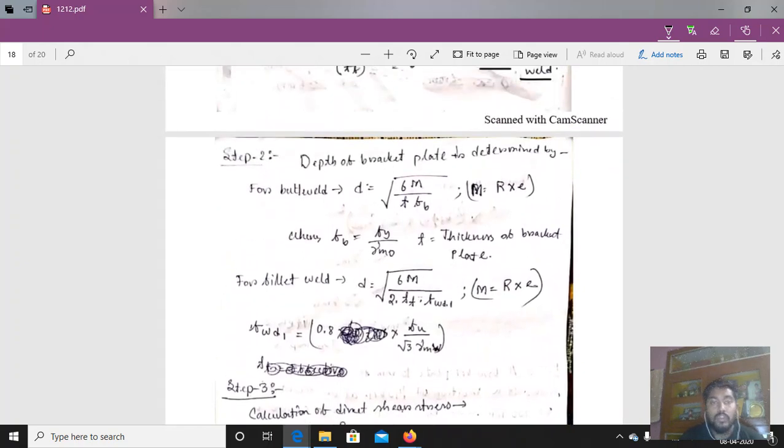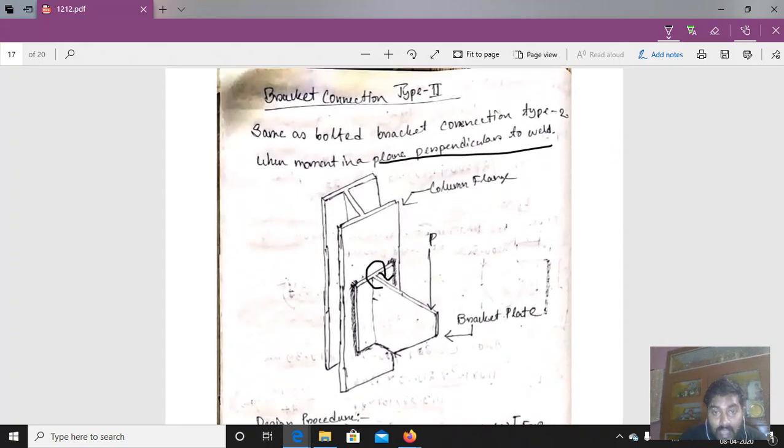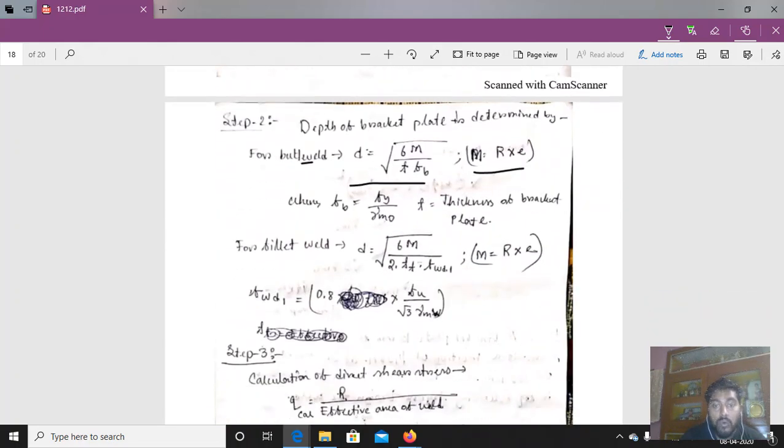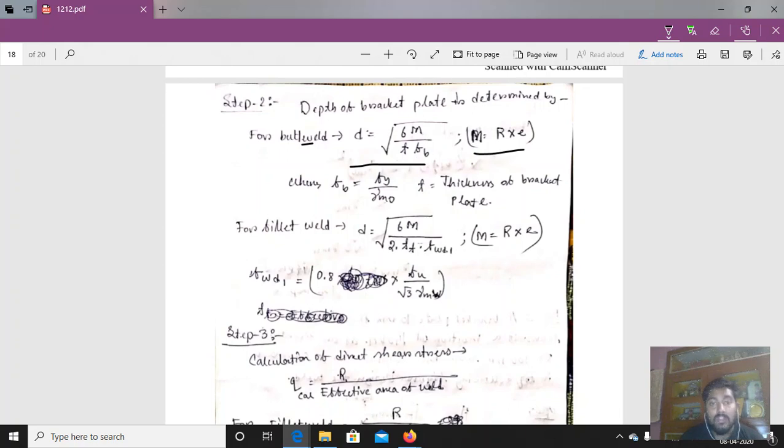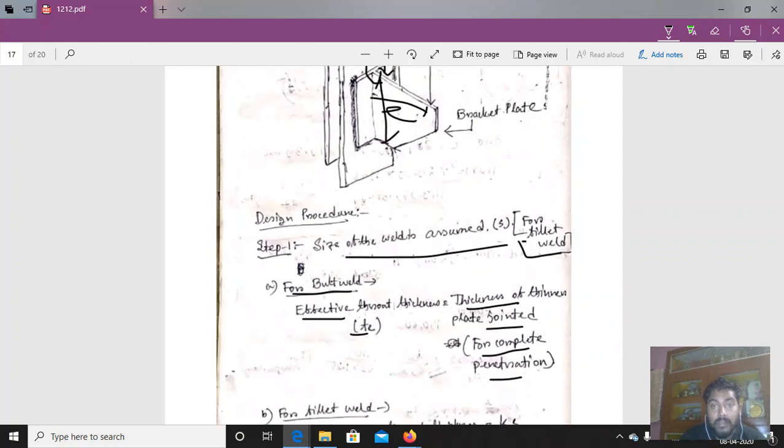Now step number 2: the depth of the bracket plate is determined. For butt weld, D is given by that formula, where M is equal to R into E. R means reaction force and E means the distance from here to there. We know the values of R and E, so we can put in all the values. Now FB is equal to Fy by gamma M0 for the butt weld only, and here is the formula for the fillet weld. If you put in the values, FWD is equal to 0.8 into Fu by root 3 gamma M1. Putting in all the values, we can determine the value of D, that is the depth of the bracket plate for the connection.